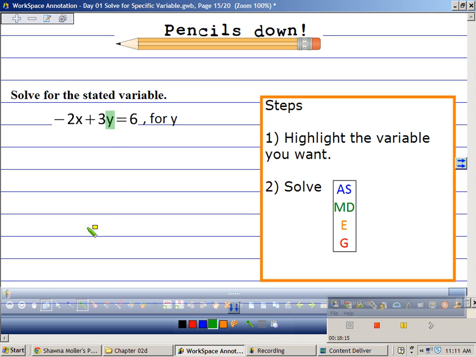What's happening with y? He's married to 3. Not only is he married to 3, but they've got a couple extra kids, cars, rings, stuff. We can't break these two up until we get rid of all that extra stuff over there. How do I get rid of this extra stuff? Aaron, how do I get rid of negative 2x?